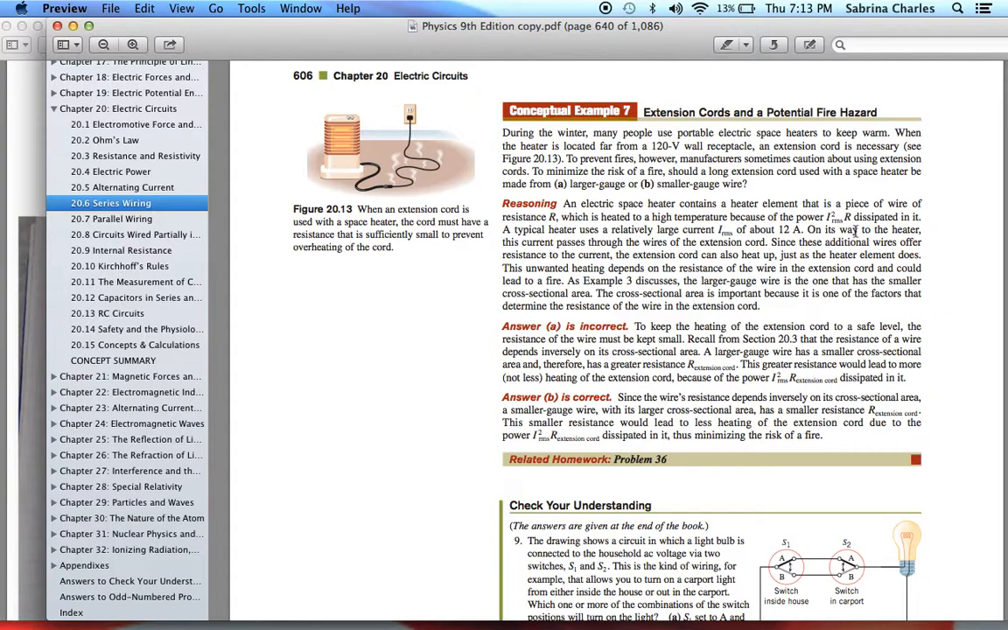So this problem just talks about how during the winter time, many people use portable electric space heaters to keep warm. And whenever the heater is located far from a 120-volt wall receptacle, an extension cord is necessary. To prevent fires, however, manufacturers sometimes caution about using extension cords to minimize the risk of a fire. Should a long extension cord used with a space heater be made from a larger gauge or a smaller gauge wire? So here's just the image that we can look at while thinking about this problem.